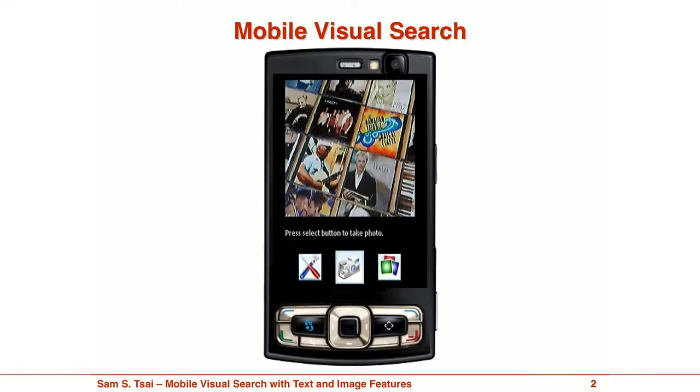Let's start by showing a short example of a mobile visual search application. Here, a user uses a mobile phone to take a picture of a city that he's interested in. Then, query data is sent to a server for recognition. Once a match is found, the identity of the match is returned back to the user, along with other information such as description, pricing, and in this case, music samples.